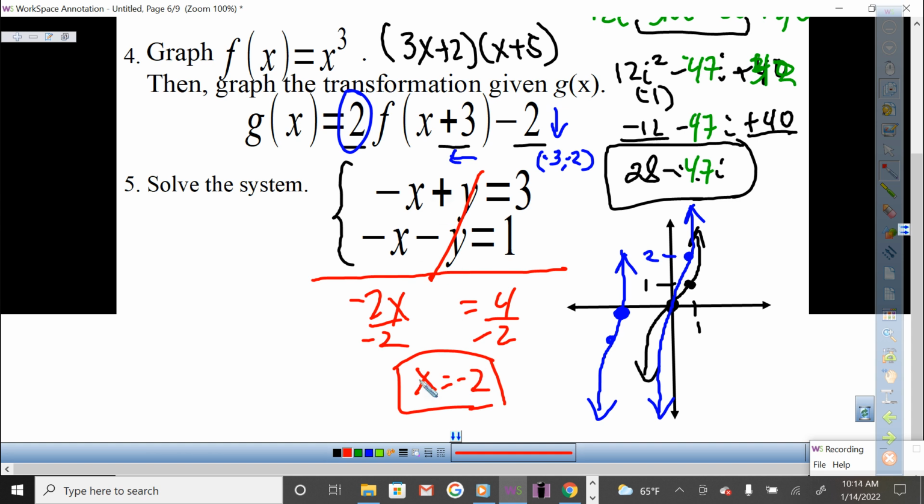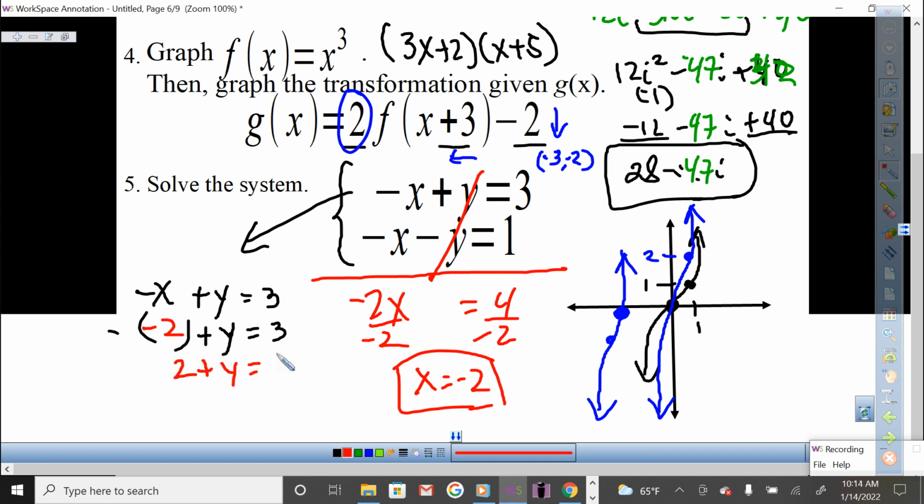Substitute that into one of the two equations. I'm going to substitute that into the top one. That's negative x plus y equals 3. But instead of x, what am I going to substitute in there? The negative 2. Negative times a negative is a positive. Then subtract 2. Y equals 1. So my solution to that system is negative 2, 1.